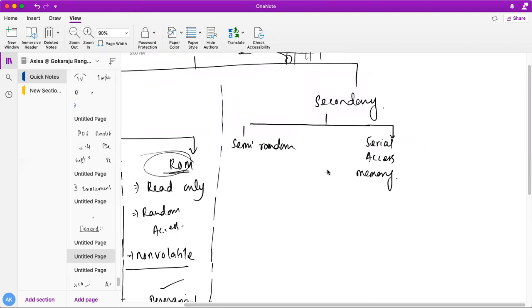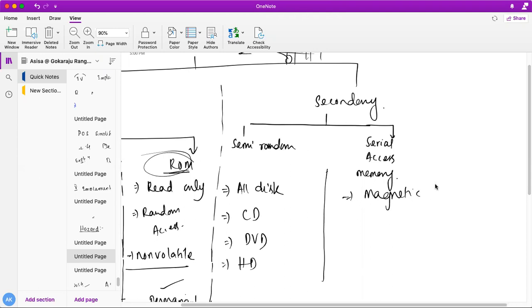In case of secondary, it's semi-random. Semi-random means you can say all discs, whatever the disc till now, DVD, CD, everything are actually the semi-random type. CD, DVD, SD, hard disk, anything, these are all semi-random. Next, serial access memory is nothing else, the magnetic tapes, which are actually not used now. These are actually older things.